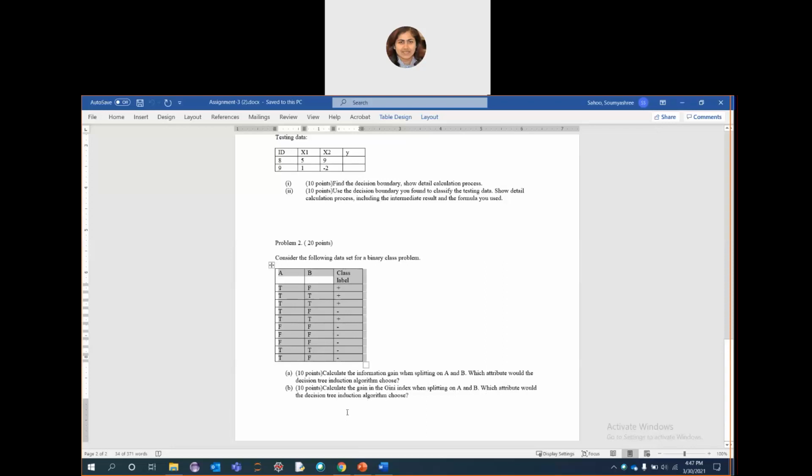It will be better if you show the decision tree as well. After you split on A and B, you need to calculate the gain in the Gini index, and then you also have to show which attribute the decision tree induction algorithm would choose in that case, for information gain and Gini index. Just refer to the slides and see what formulas are used in those examples and apply the correct formula for both cases.